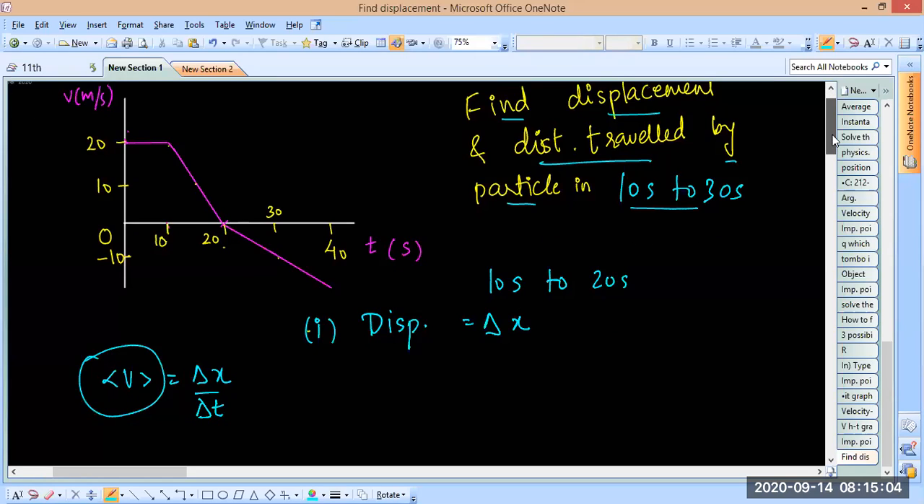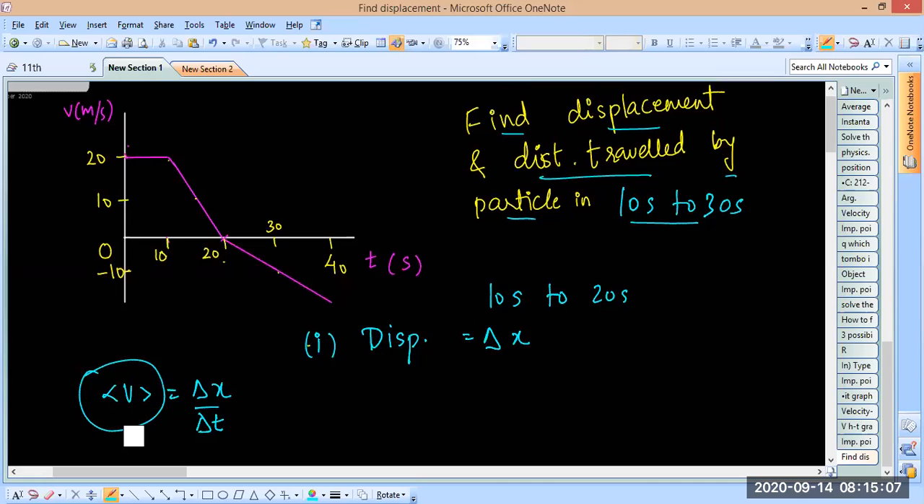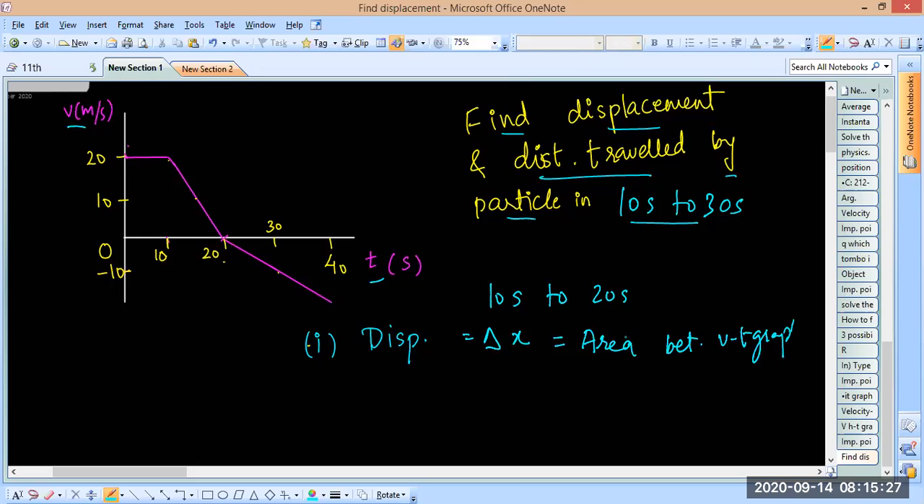So we will have to use the graph. There is no other option. We cannot use this formula of average velocity. We must use this VT graph. Displacement is nothing but the area between the VT graph and the x-axis. We have to consider the area above the axis as positive and below the axis as negative. So we are going to use our point number 5.